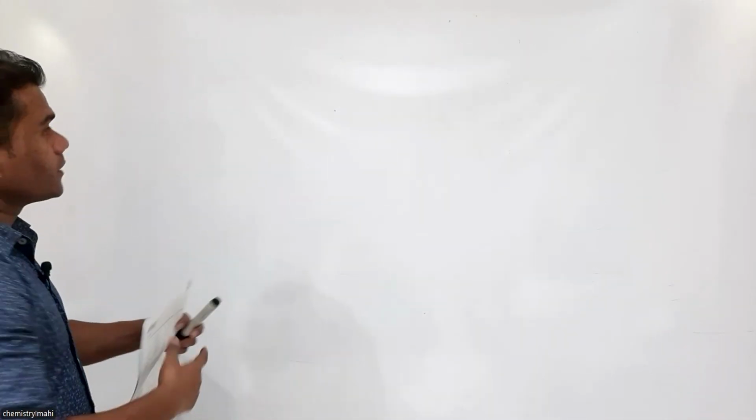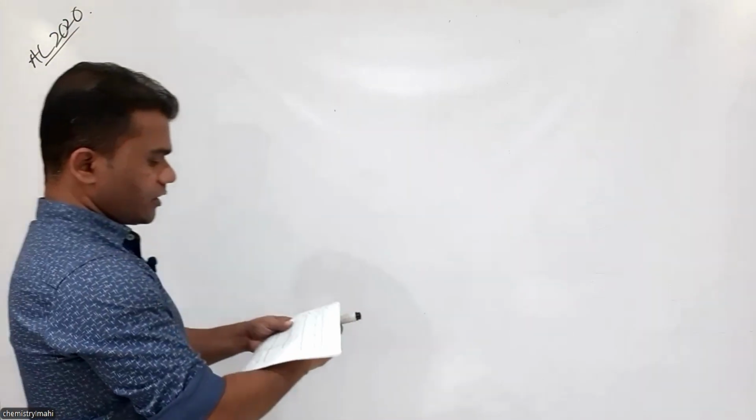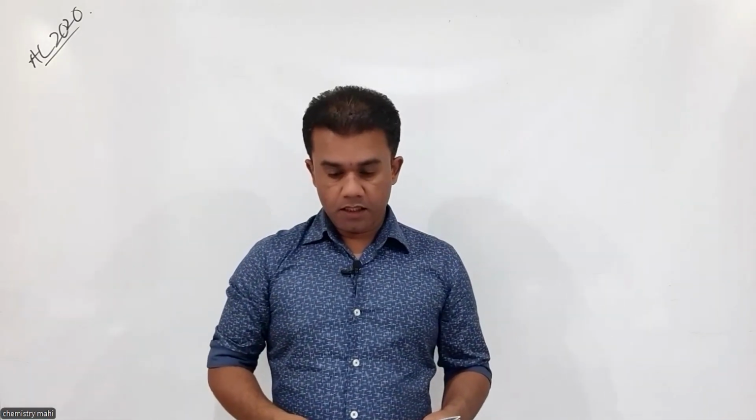Next, 2020. This question is something like this. The number of electrons in a manganese atom, atomic number given as 25, that have quantum number l equals 0 and ml equals minus 1 respectively are. These are exam questions, right?